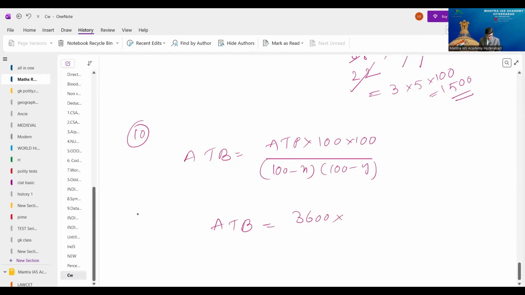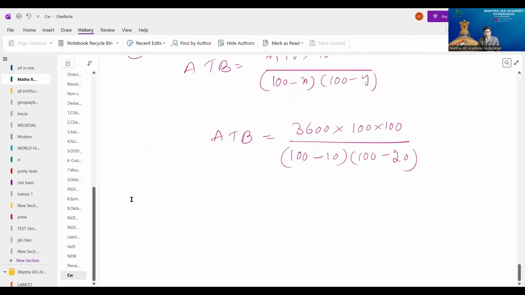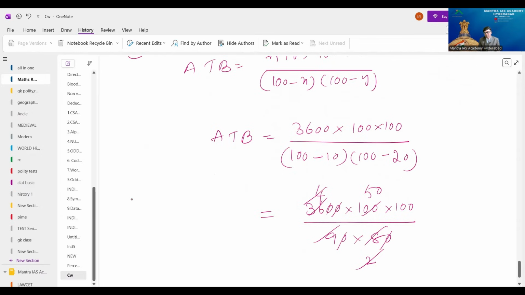The beginning value is my target to find out, but the present amount with him is equal to 3600, and 2 times are there, into 100 into 100 by 100 minus of 10%, again 100 minus of 20%. Then come to the point, beta. This value: 3600 into 100 by 90 into 80. 00 gets cancelled here. 9 4 times, and 4 2s are 8. 2 5 times 0. So 5000 amount in the beginning.